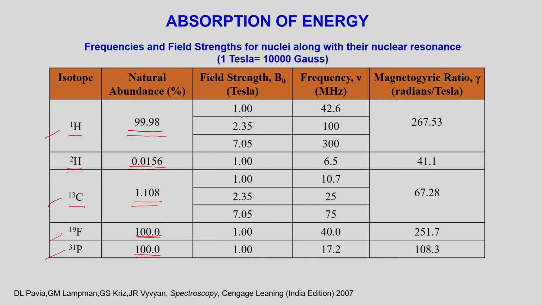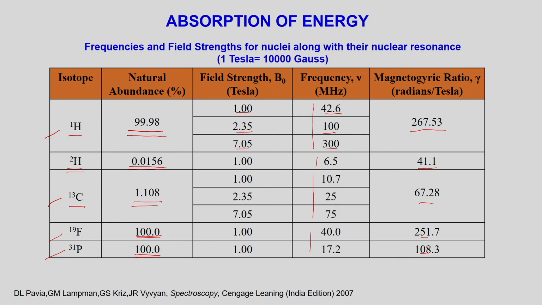So, these are different field strengths, as you see in the third column: 1 Tesla, 3, 7, each will have a different frequency of absorption. Then the magnetic ratio of this proton is fixed. Now you see, as you have higher and higher magnetic ratio, you will have higher and higher frequency recorded, and lower will have lower. So, it is a direct relation between the magnetic ratio and the frequency.